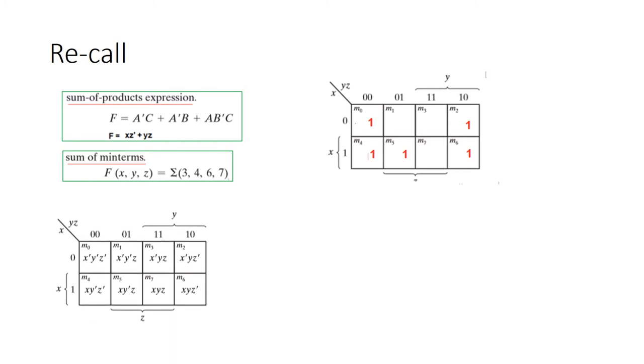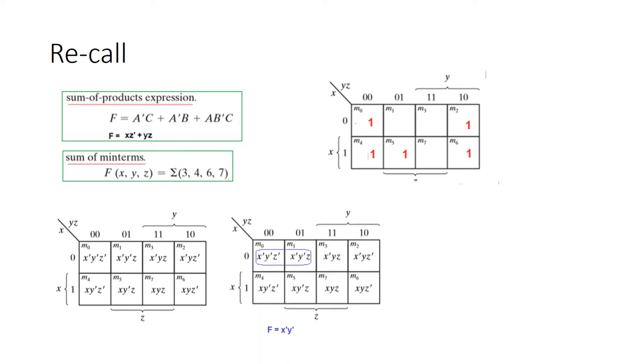Okay, we also learned that in the 8 boxes, each box contains a value in terms of x, y, z. So all three variables are present here, and every box has its different name, but all three variables are present.